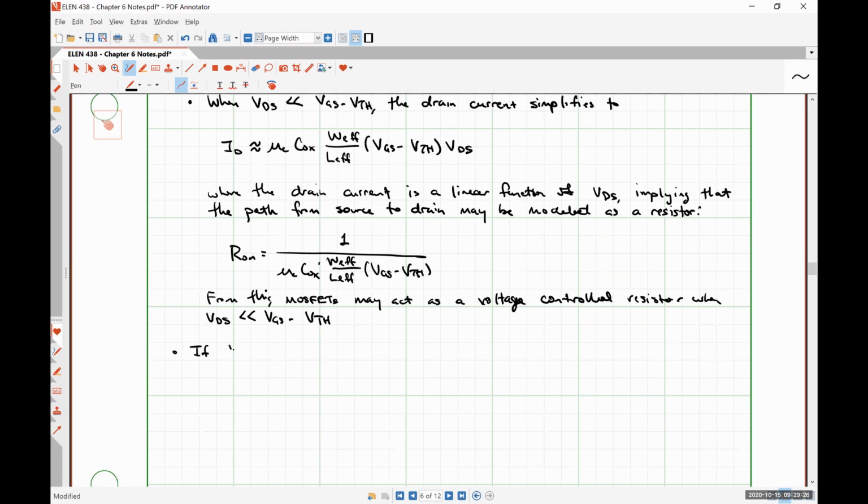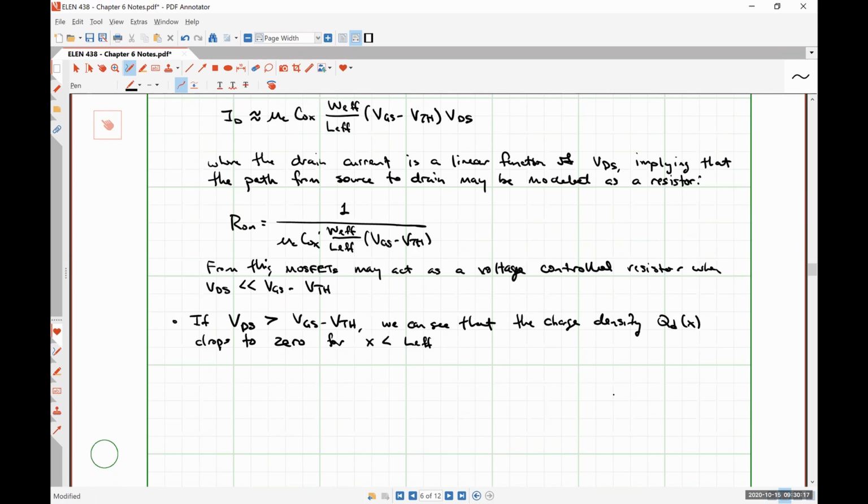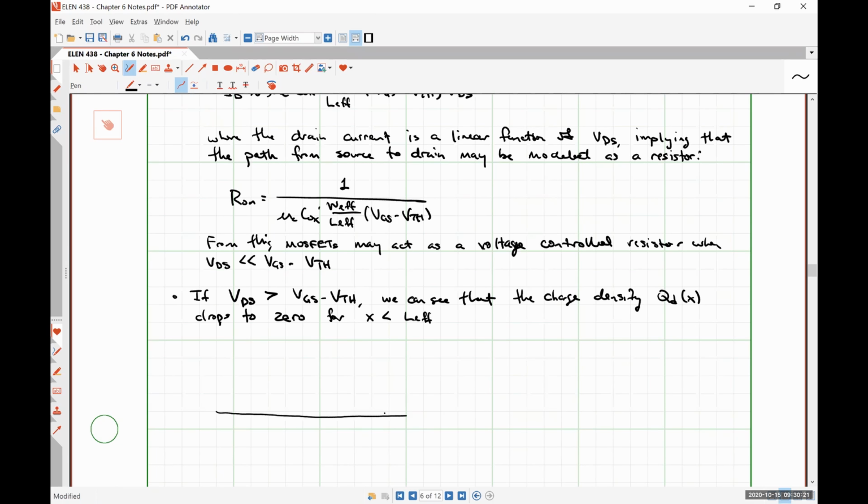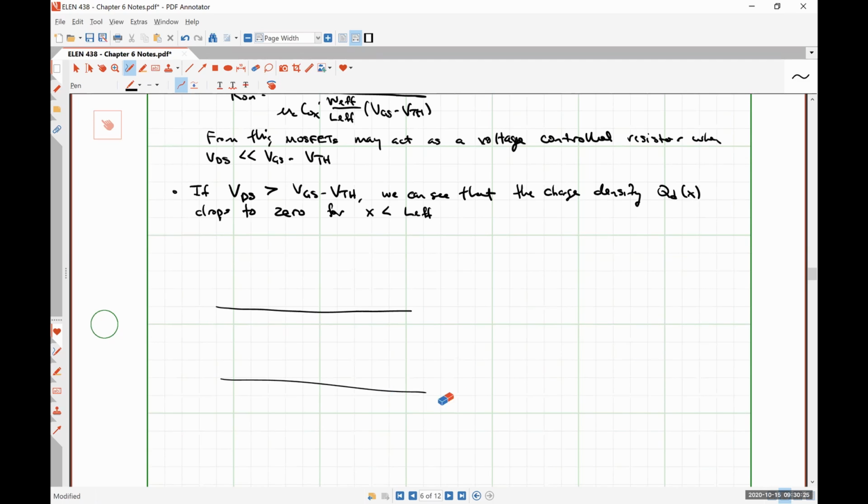If our drain source voltage VDS is greater than the inversion voltage VGS minus VTH, or overdrive voltage, we can see that the charge density QD as a function of x drops to 0 for x less than L effective.